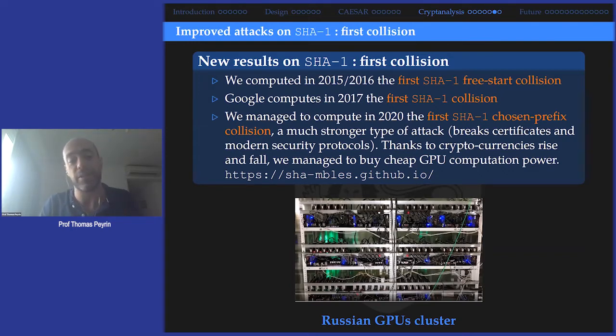So they were trying to find some projects, and we came up with our research project and we managed to negotiate a very, very cheap price for all this computing power. And so basically we managed to find a GPU cluster in Russia that performed a huge amount of computation for really not much. And that's how we managed to find this result. And this got quite big press coverage. If you're interested, you can click again on this link and you can see more details about this attack.